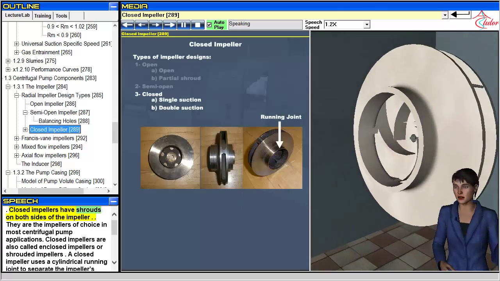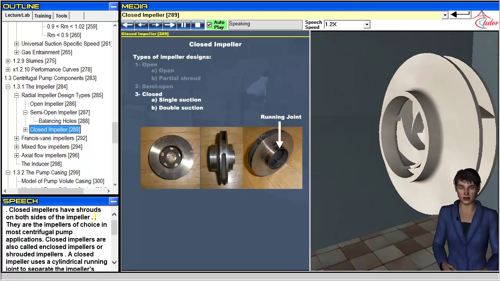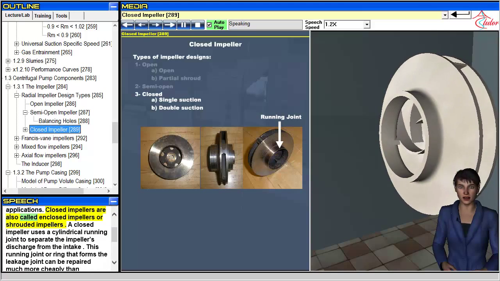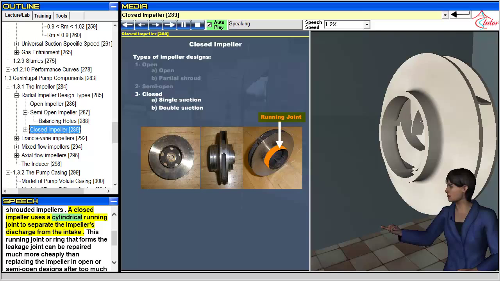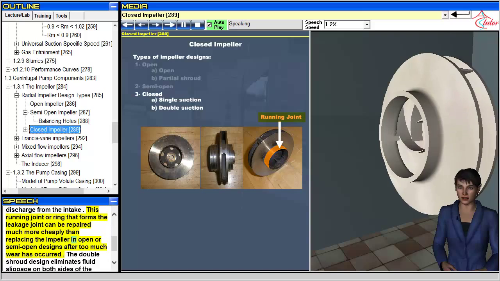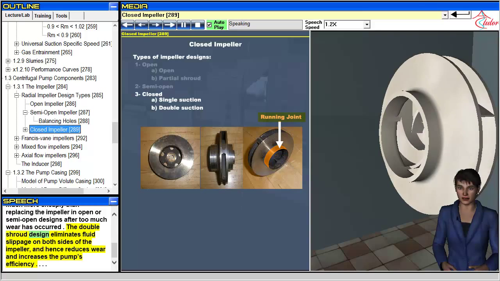Closed impellers have shrouds on both sides of the impeller. They are the impellers of choice in most centrifugal pump applications. Closed impellers are also called enclosed impellers or shrouded impellers. A closed impeller uses a cylindrical running joint to separate the impeller's discharge from the intake. This running joint or ring that forms the leakage joint can be repaired much more cheaply than replacing the impeller in open or semi-open designs after too much wear has occurred. The double shroud design eliminates fluid slippage on both sides of the impeller, and hence reduces wear and increases the pump's efficiency.